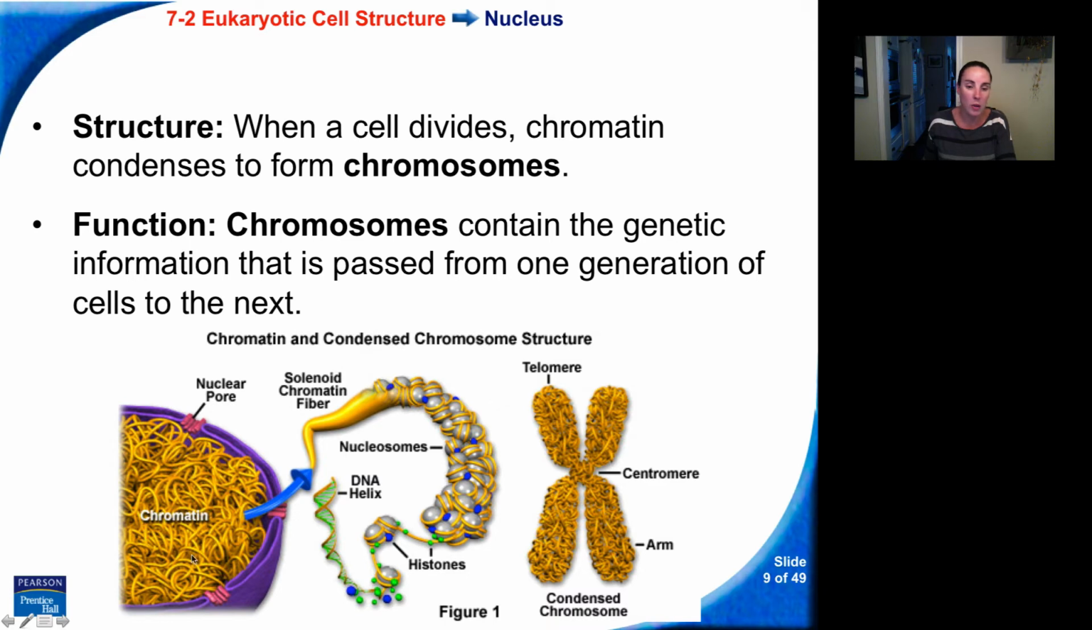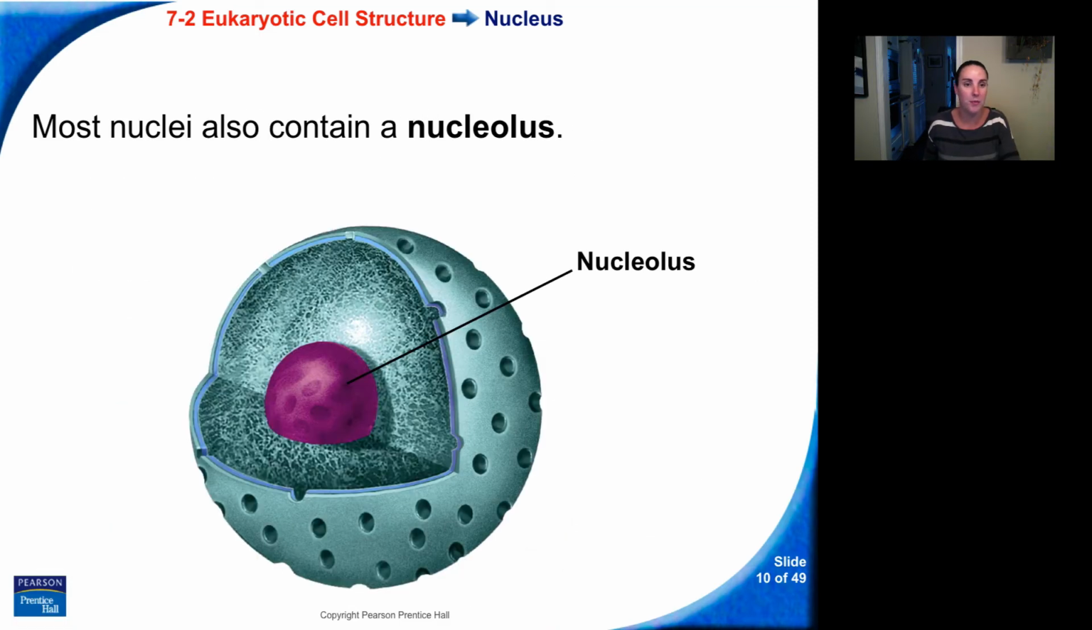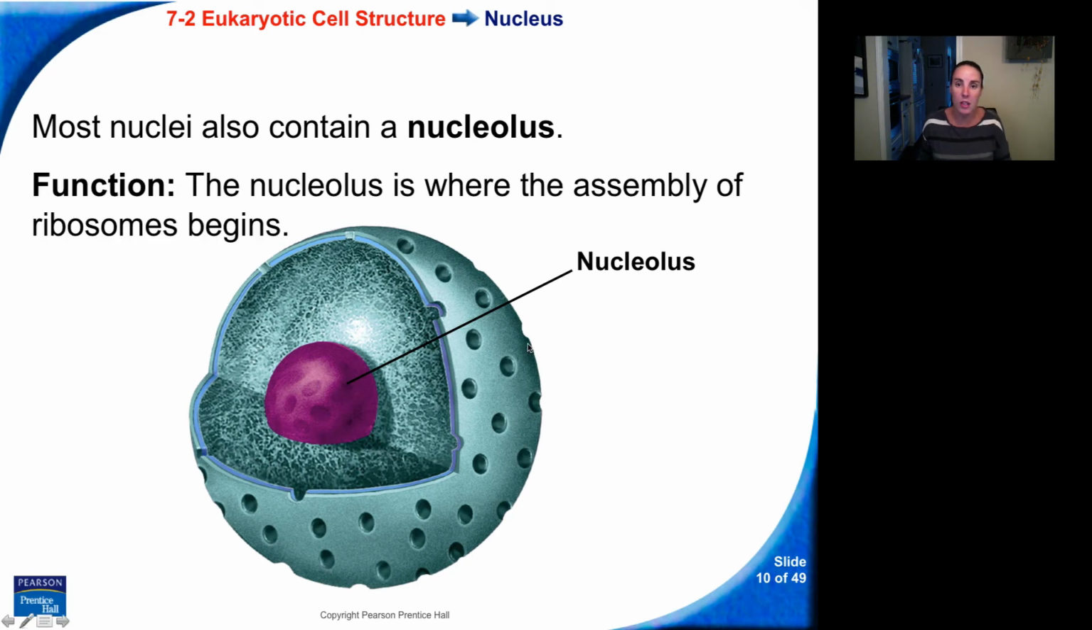So if we think about chromatin, I think about it looks more like a bowl of spaghetti. But as we condense it around these proteins called histones, we make chromosomes. So here's a condensed chromosome. We condense it into these chromosome structures. These are then passed on to the next generation of cells. Most nuclei also contain a nucleolus, and the nucleolus is where the assembly of ribosomes begins. So this is where we assemble another structure we're going to talk about, which is ribosomes.